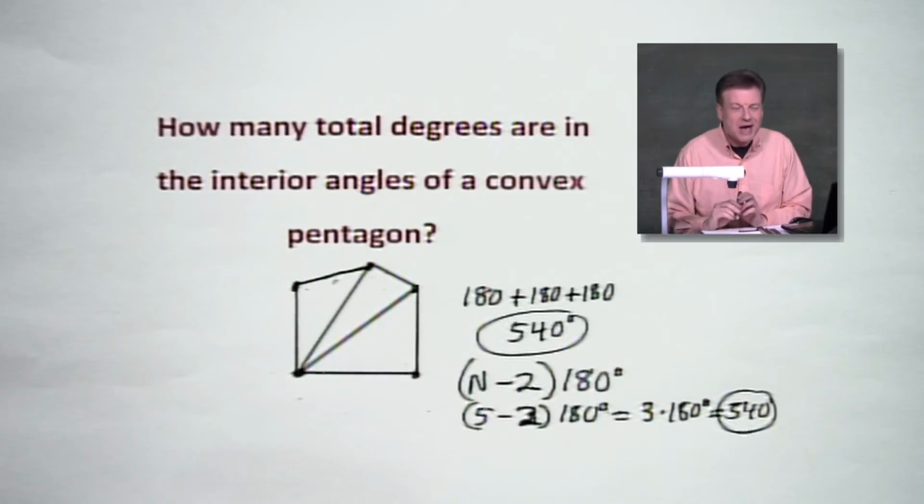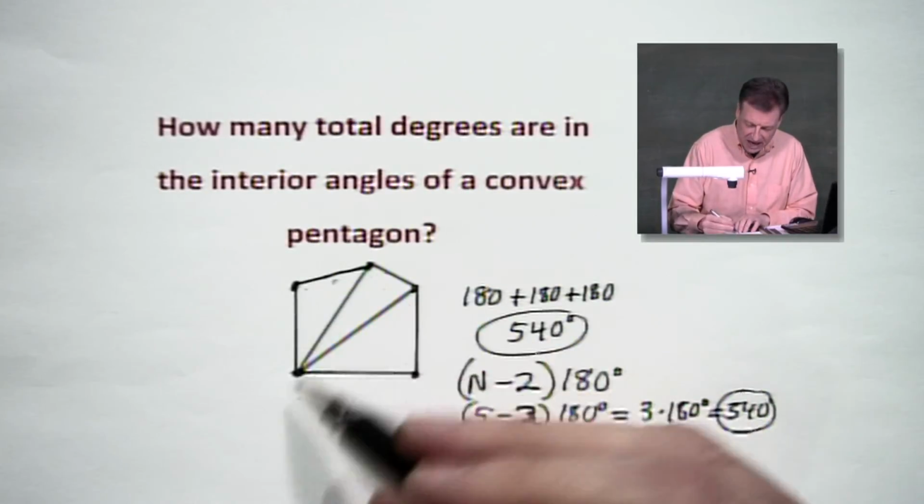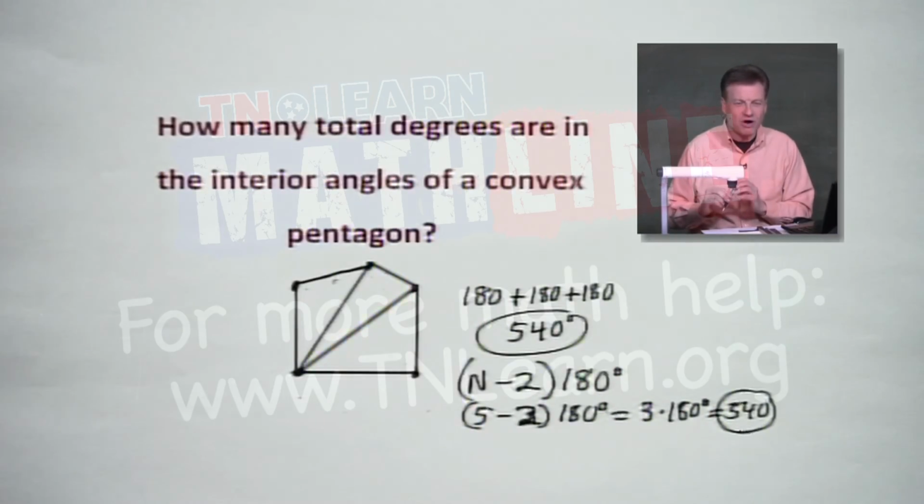So those of you who are just getting to learn a little bit about convex polygons of different sizes in the 6th, 7th, and 8th grade, this is where you're going to be able to do it. If you can draw some diagonals, those triangles make things pop, make things a lot easier to work through.